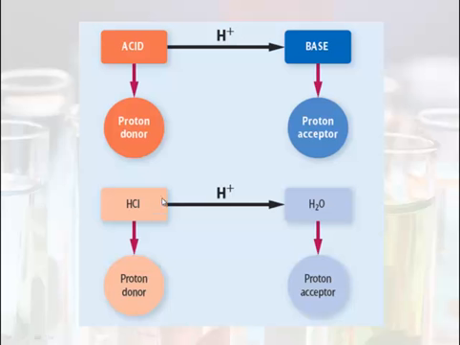So here's an example. Hydrochloric acid will give its hydrogen ion to water, H2O, to make hydronium, H3O+. Water in this case is acting as a base, and we'll discuss water down the track. It's called an amphiprotic substance.